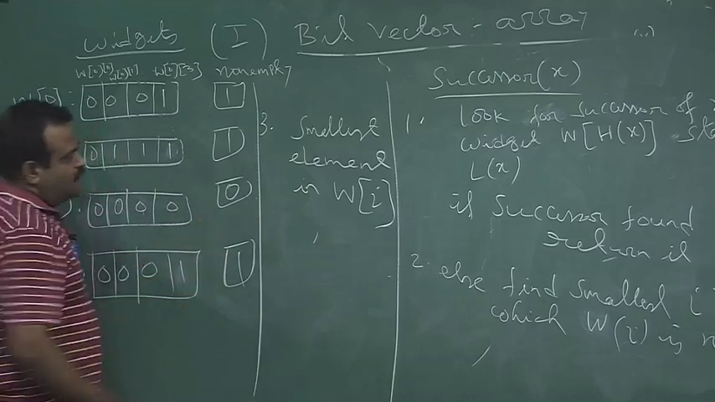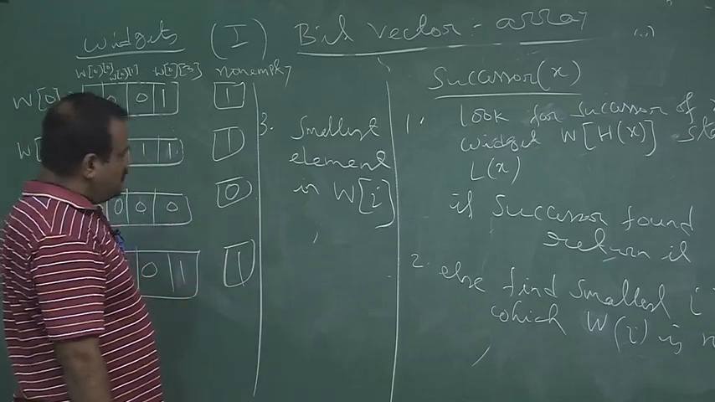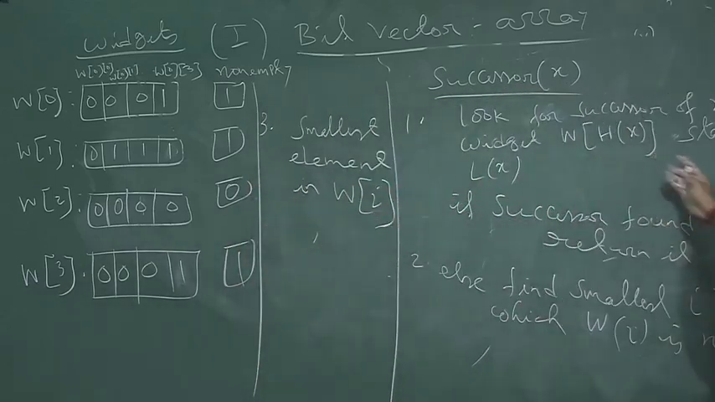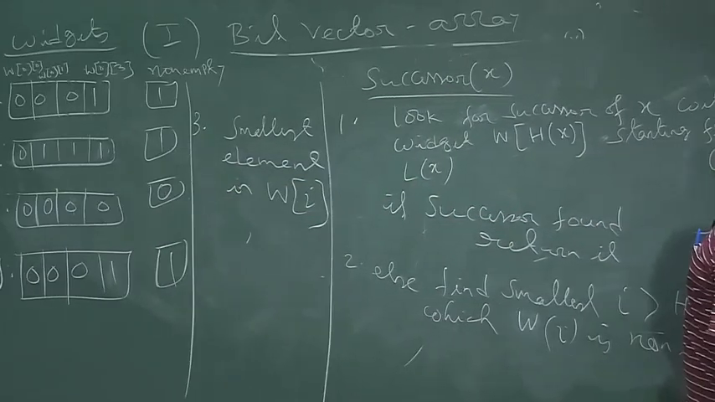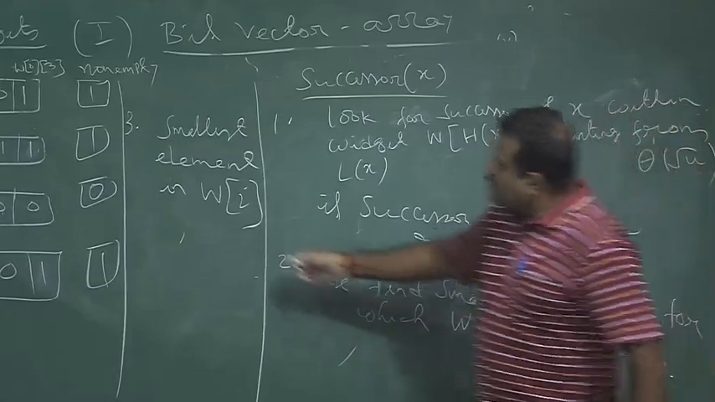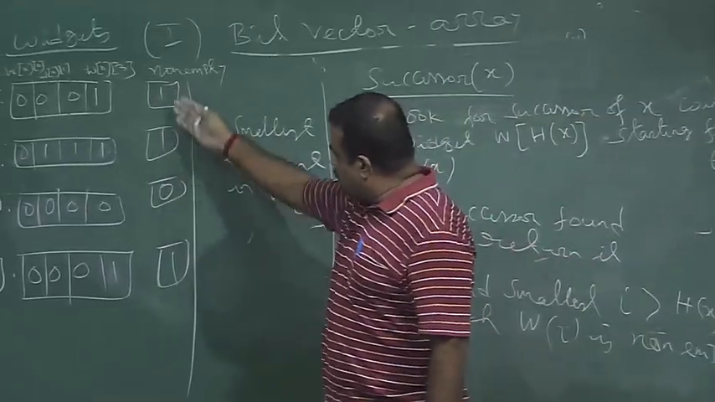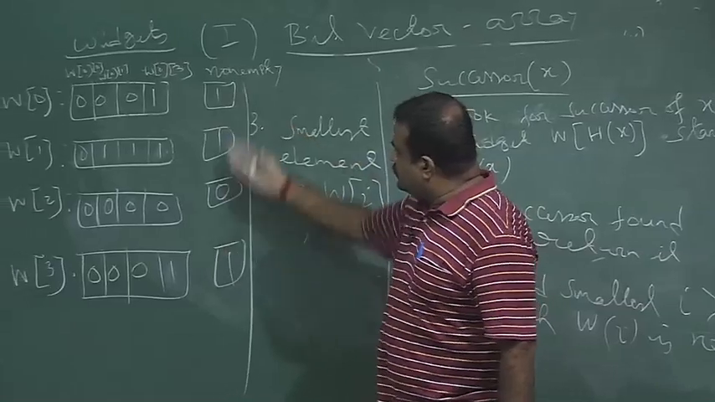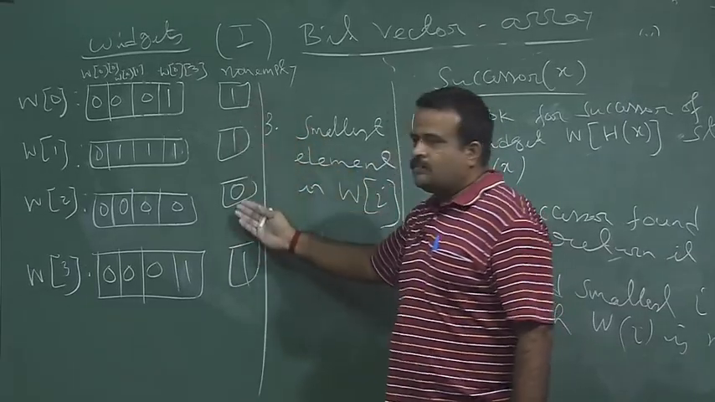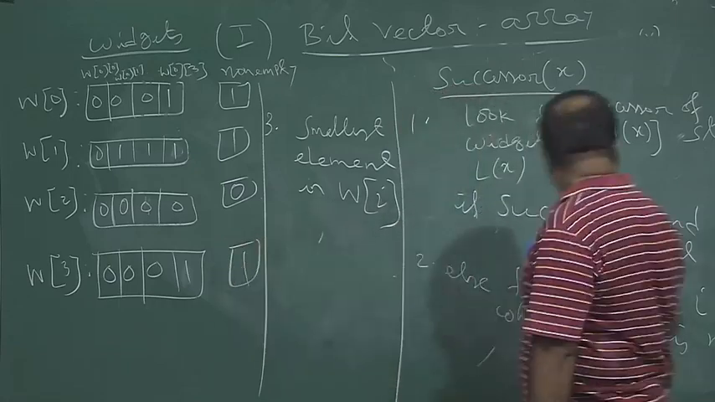So, what is the time complexity for this? We are looking for a successor over here. The size of this is root u, so this is theta of root u. And again we are looking for a non empty widget, so that means this is also a successor problem. After that we are looking for the next one, so that is also a successor problem.